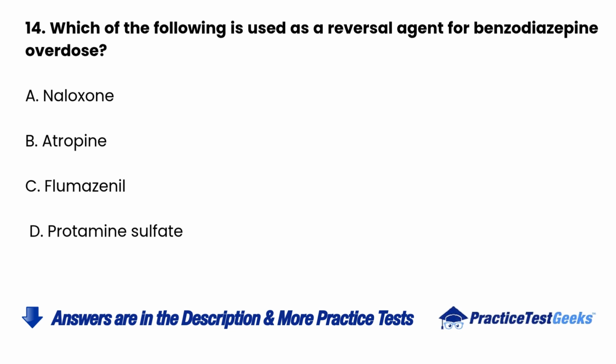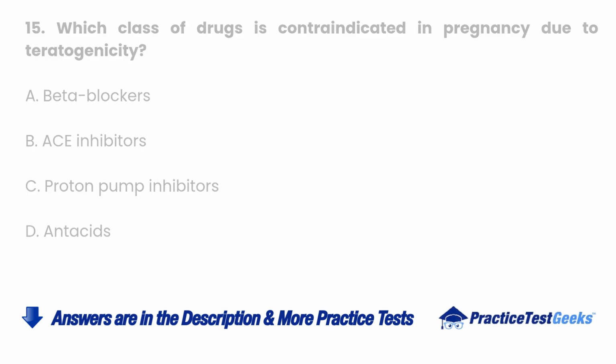14. Which of the following is used as a reversal agent for benzodiazepine overdose? A. Naloxone. B. Atropine. C. Flumazenol. D. Protamine sulfate. 15.